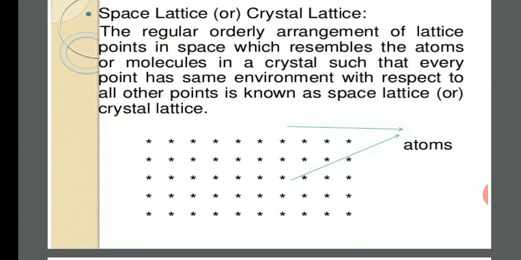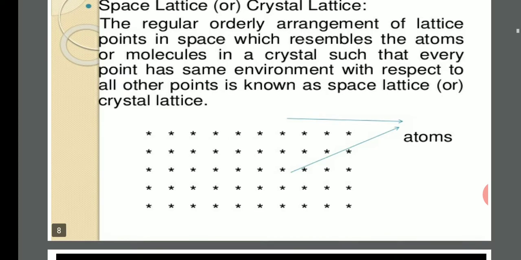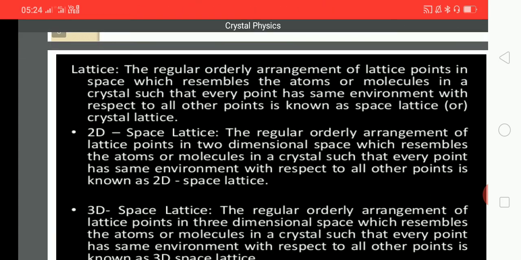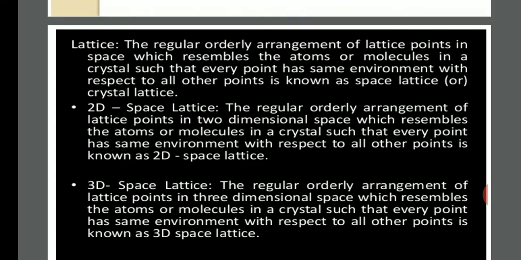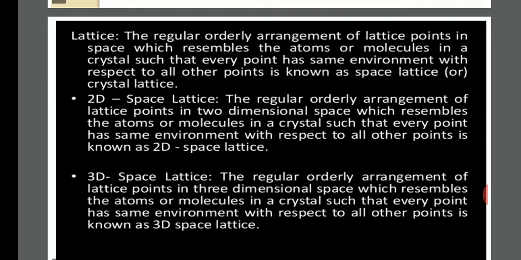Now, space lattice or crystal lattice. The regular orderly arrangement of lattice points in space which resembles the atoms or molecules in a crystal, such that every point has the same environment with respect to all other points, is known as a space lattice, or it is also called a crystal lattice.